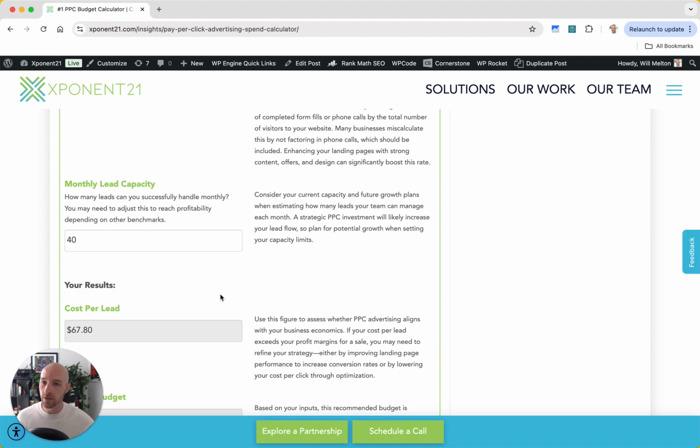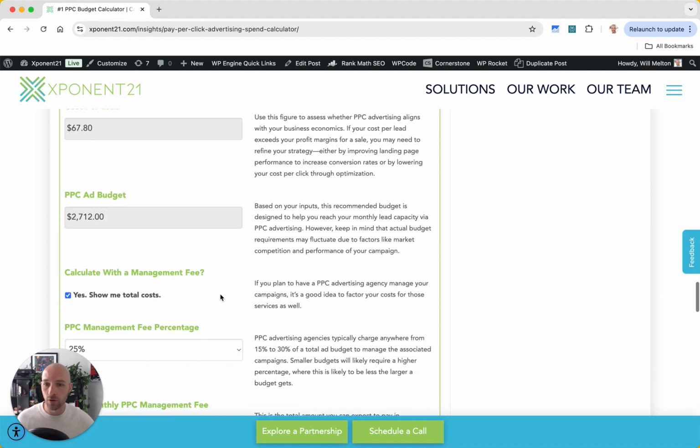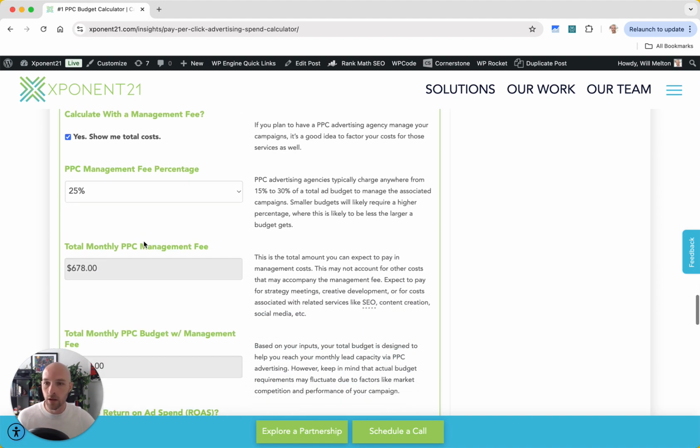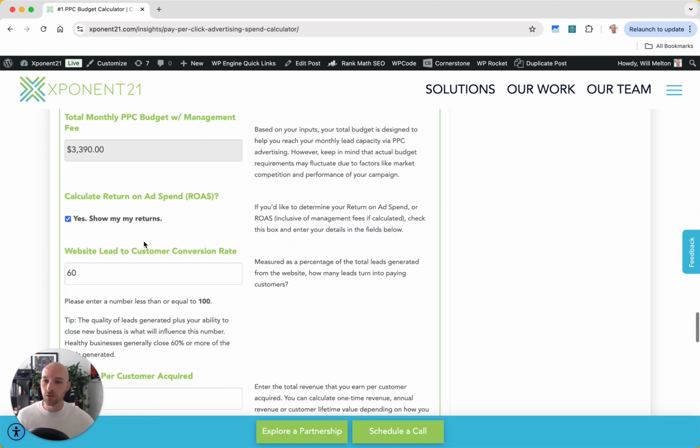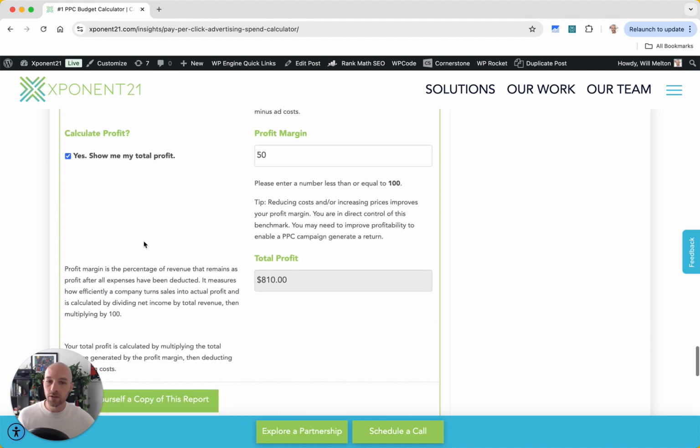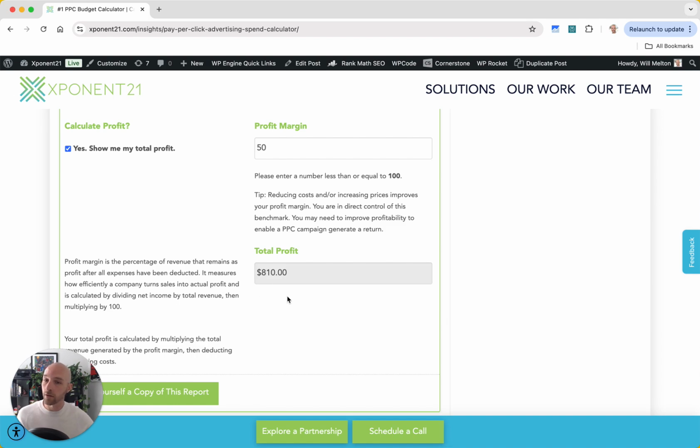So if I increase the lead capacity here to 40, which is double the total amount, I'm going to expect to spend more at $2,700. But if I keep everything else the same and I scroll down here to the bottom, you can see where we're now generating $810. Now, what would happen if we start to affect some of these other things? If I can improve my profit margins and say we're actually making 60% of our total back in returns, then you're starting to see how those percentages really tick those numbers up.